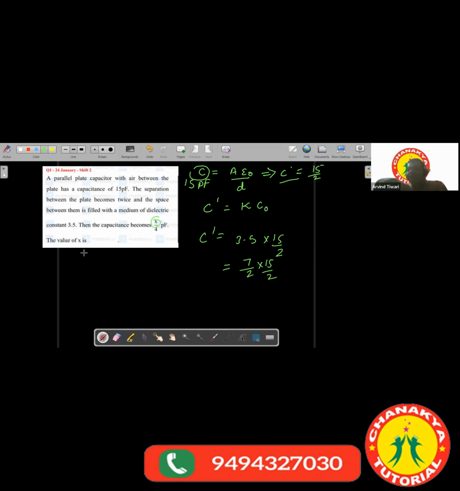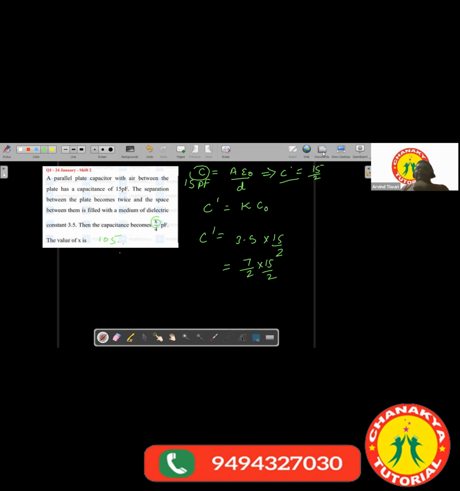If you compare both of them, you are getting here 105 by 4. So the value of x is 105. 15 times 7 is 105. So you have 105 by 4, and hence the value of x is 105. So the question just revolves around these concepts: capacitance and the dielectric constant.